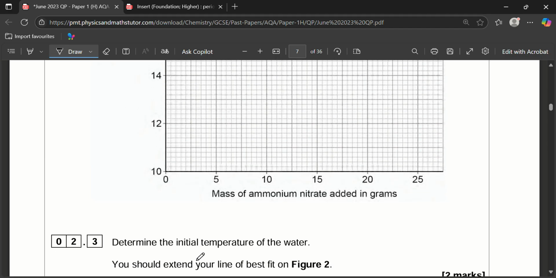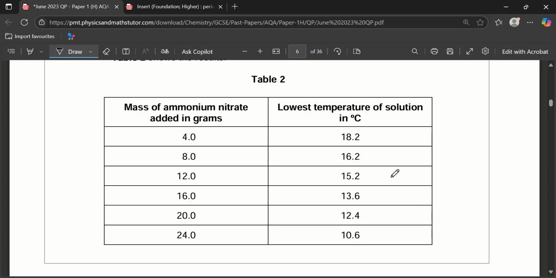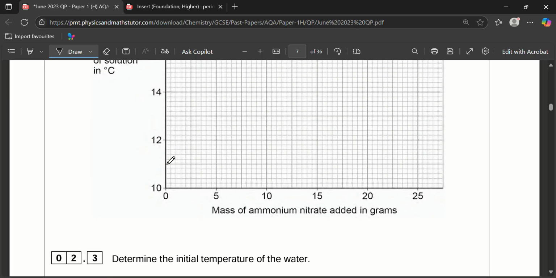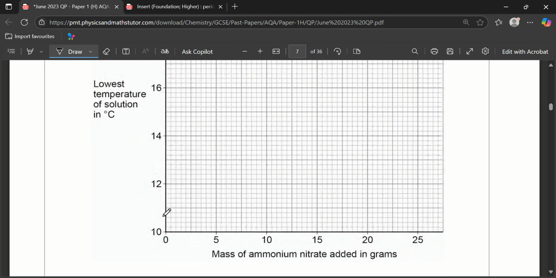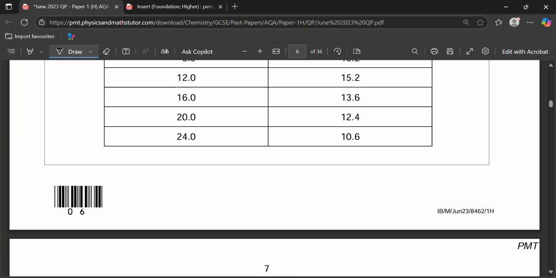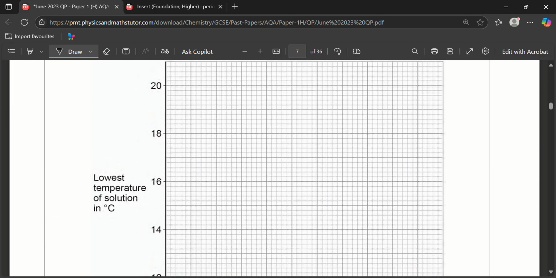So the mass seems to be going up in 4 along this axis. That goes along in 5. And we have a lowest temperature ranging from 10.6 to 18.2. So let's go from 4 to 18.2. Okay, 10 boxes between each interval, divided by 10. Each small box is going to be 0.5. So this is going to be 4 over here. And we're going to have 4 and 18.2.